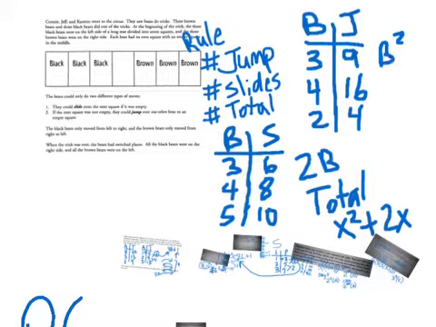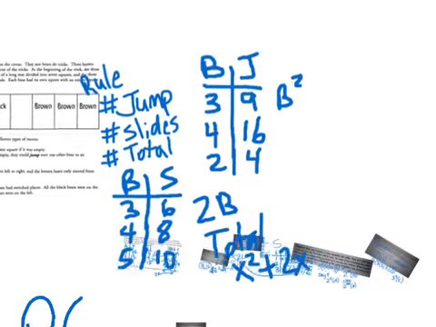Well, for the slides, you see a pattern: 3 goes to 6, 4 goes to 8, 5 goes to 10. So in order for 3 to get to 6 the same way that 4 gets to 8, I need to add the bears to the bears. So the number of bears times 2 gives me the number of slides. So the rule for jumps is b squared, slides is 2b, and the total will be adding them together. However, you need to explain that to me and put it into a reasonable response, and that's how we'll get it graded.